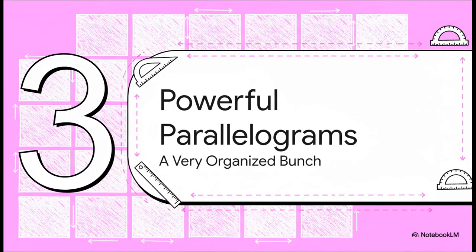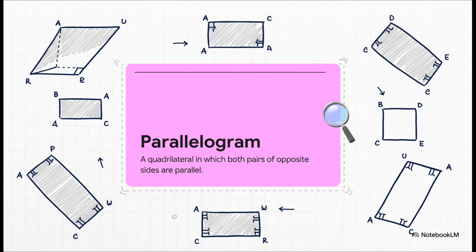Okay, moving on. Now we get to a really important, very organized branch of the family. These are the parallelograms. And let me tell you, this group loves its rules. So, remember how a trapezium just needed one pair of parallel sides? Well, parallelograms take it to the next level. To be a parallelogram, a shape has to have two pairs of parallel sides. The top and bottom are parallel, and the left and right sides are parallel.